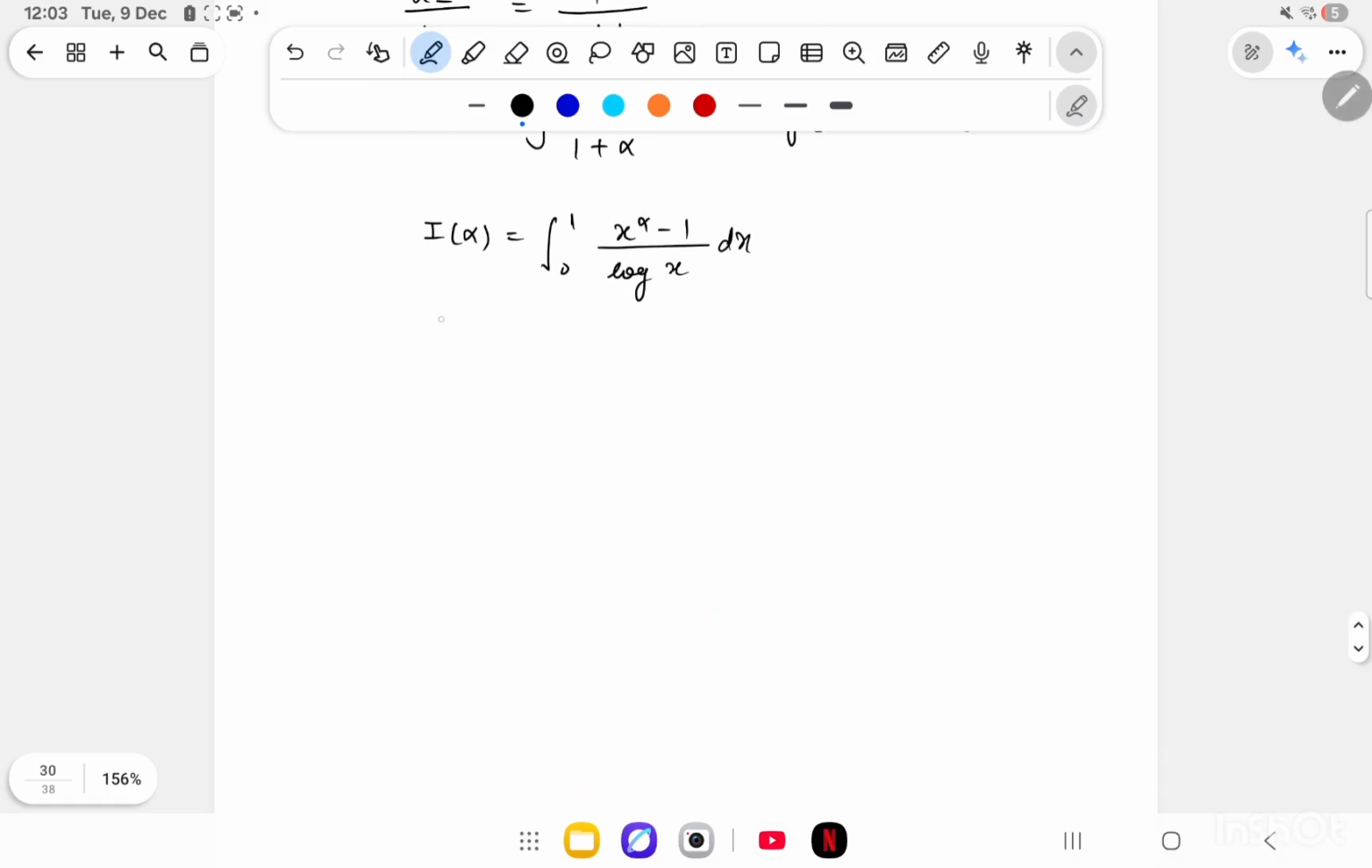Now if we evaluate I of 0, it will be equal to the integration from 0 to 1 of (x^0 - 1) divided by log x dx. x^0 will be 1 and 1 minus 1 is 0, so this is 0. We got I of 0 as 0.